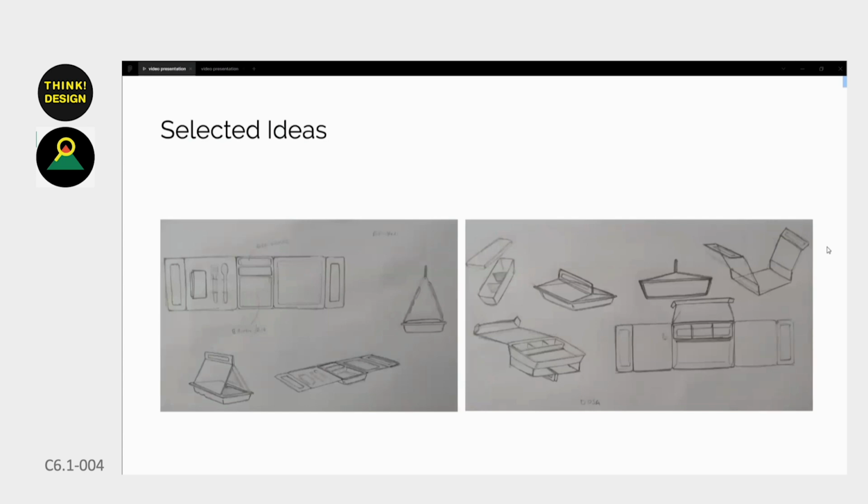We tried to detail these a bit to help fix on one idea. The first one is a concept where the food is packed in a prism-shaped container that has flaps that can be used as an eating surface.